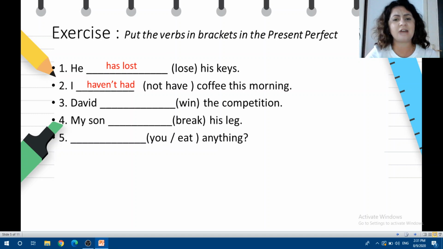I haven't had coffee this morning. Here we should use the negative form of present perfect tense.